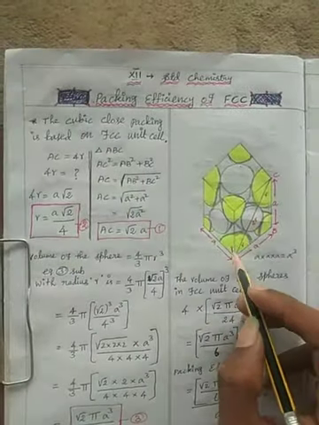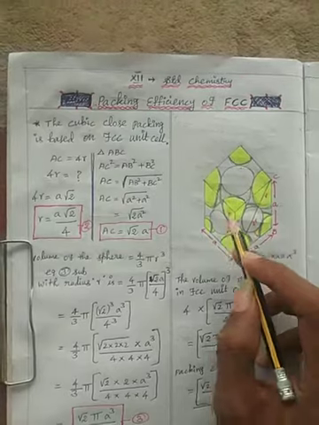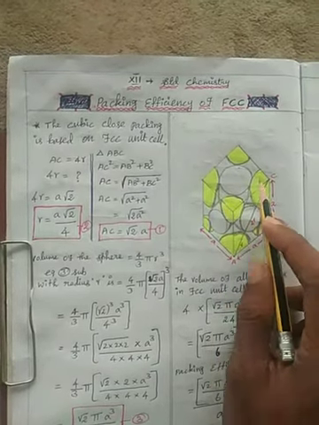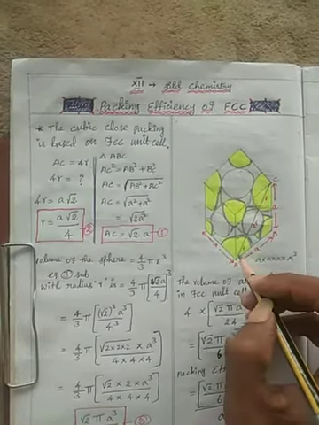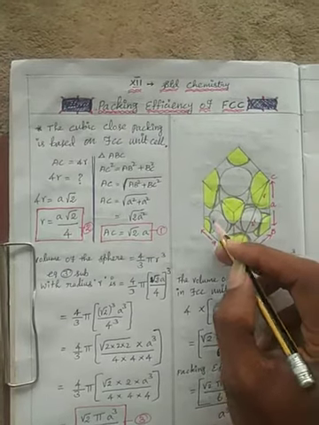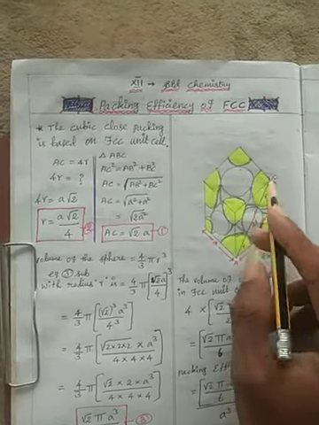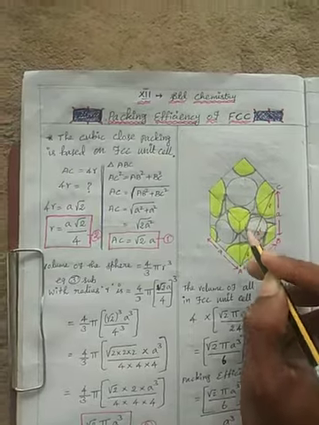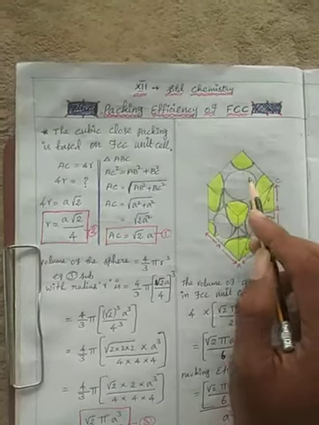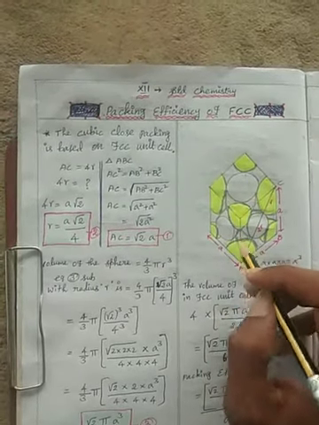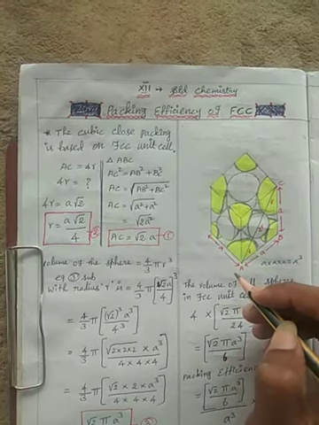In the cubic, all the corner atoms are present, each contributing 1/8, and at the center of each of the 6 faces of the cube an atom is present. This is the face-centered cubic.